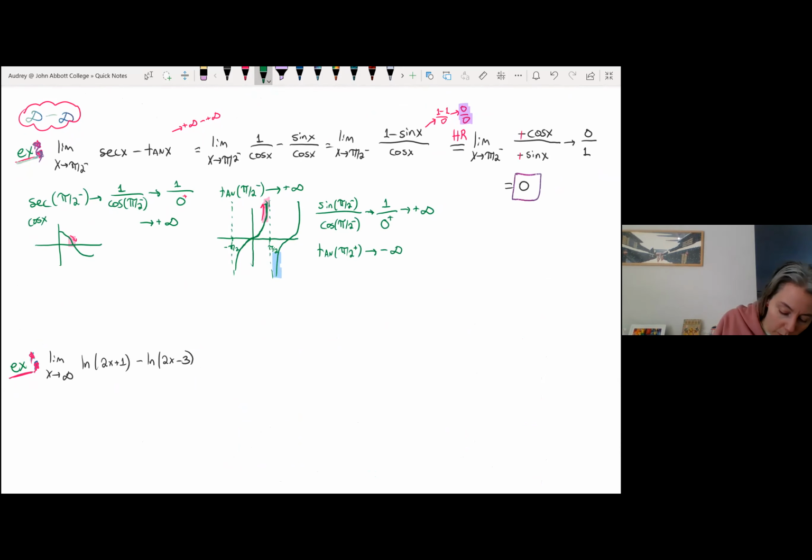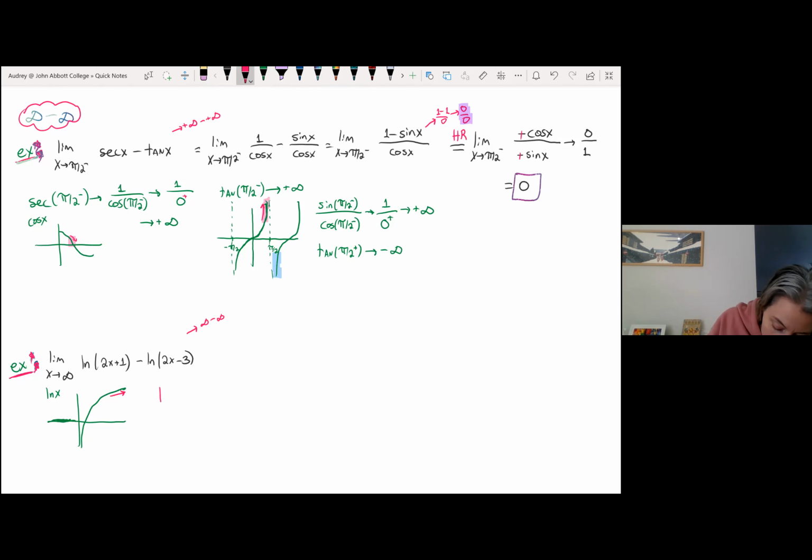So to plug in here, we'll just remember that the graph of ln x looks a little something like that. So ln, as we approach infinity, as x gets bigger and bigger and bigger, my ln is also getting bigger and bigger and bigger. So when I plug this in, I get ln of infinity minus ln of infinity, which is indeed infinity minus infinity.